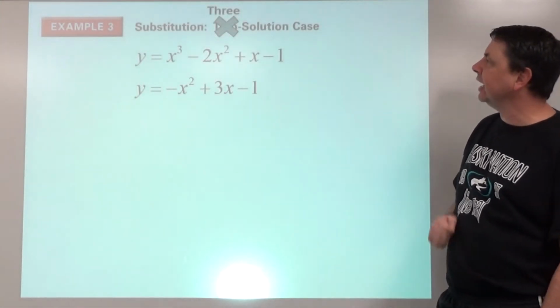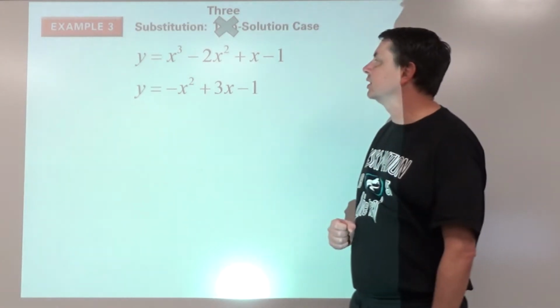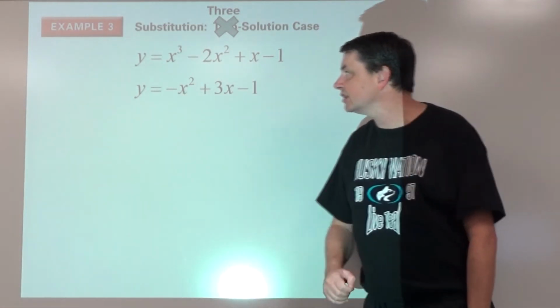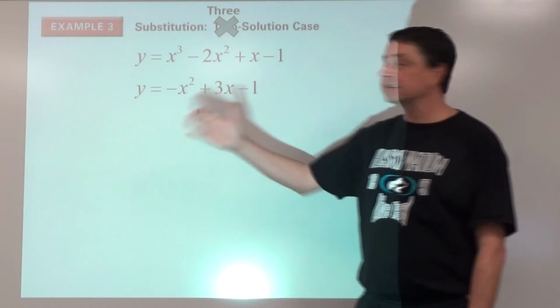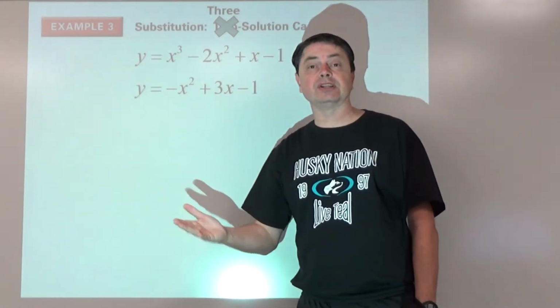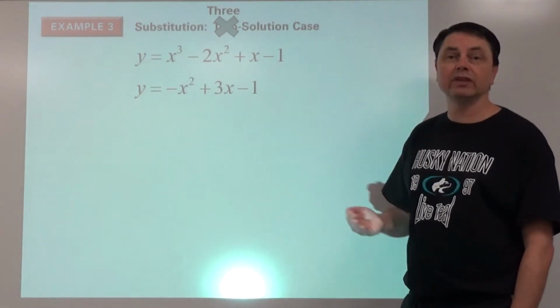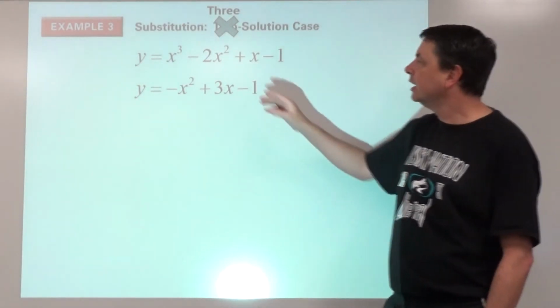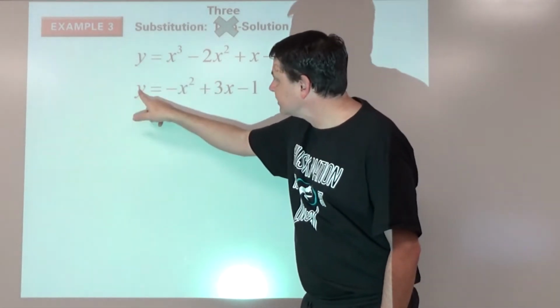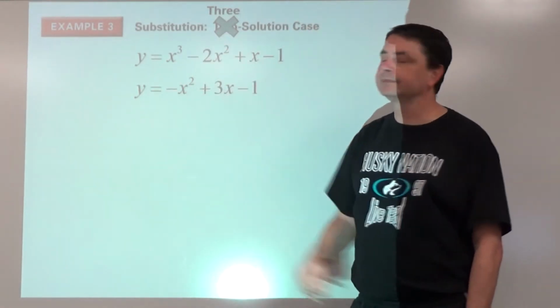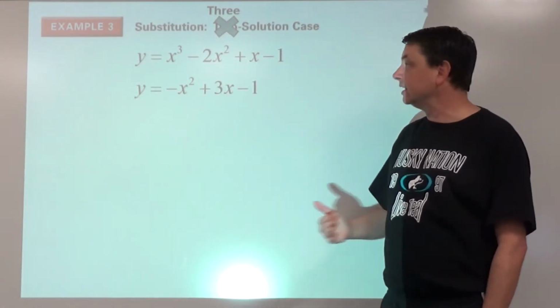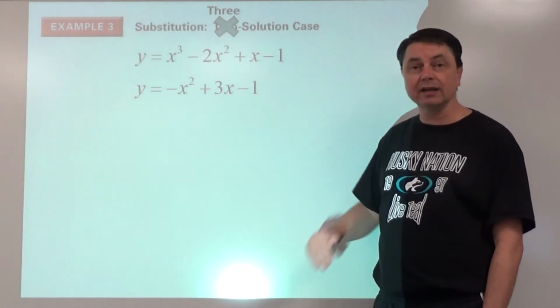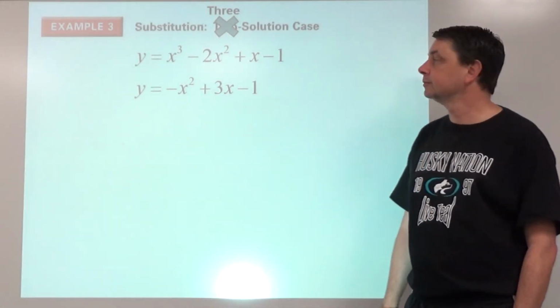Example number 3, a 3-solution case. We've got our 2 equations, and it already says y equals, so the first step's already done. We already have solved one of the equations for one of the variables, and it's true for both of them, but it doesn't matter. So we're going to replace this y with this quantity. Or another way of looking at it is, since they're both equal to y, set them equal to each other.